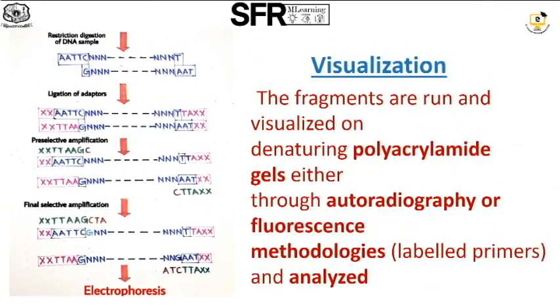In the diagram I have shown how, in the first step, restriction enzymes are used to cleave the DNA sequence. The DNA is fragmented, and next we add the adapter. After ligating, we go for the pre-selective amplification PCR, and finally we do a selective PCR. For visualization we run the product on a gel. Usually we use a denaturing polyacrylamide gel, and by the principle of autoradiography, or if you are using a fluorescent dye, a fluorescent technique, we observe the result and analyze it.